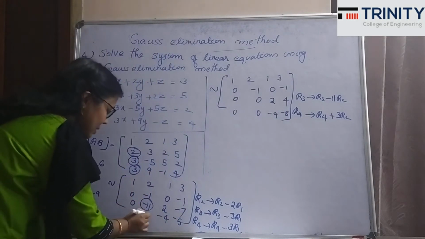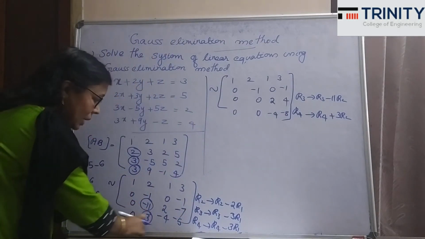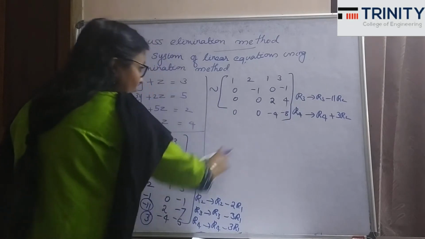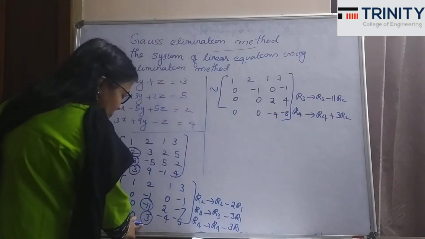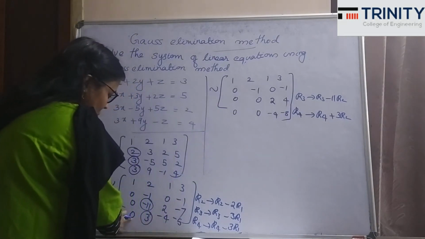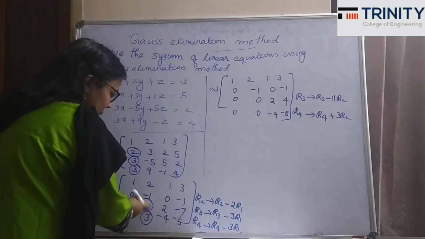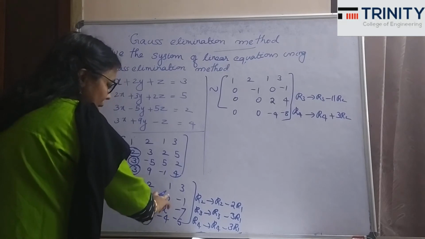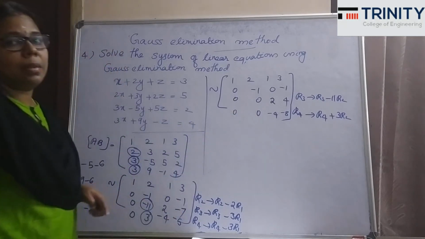Now we have to make this 3 as 0. That is R4 becomes R4 plus 3 times R2. That is 0. 3 plus 3 minus 3, 0. Then minus 4, minus 8.